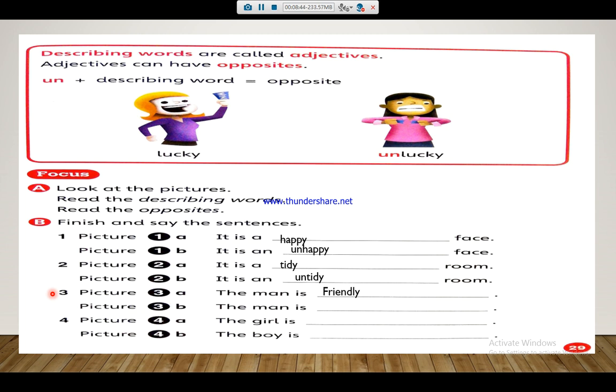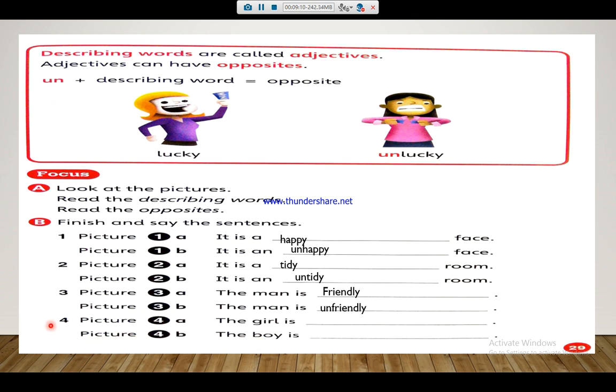Excellent. And the second picture of number three, the man was shouting and he was totally unfriendly. Very good. Unfriendly. Excellent. Let's move to number four. In number four, we had two pictures.